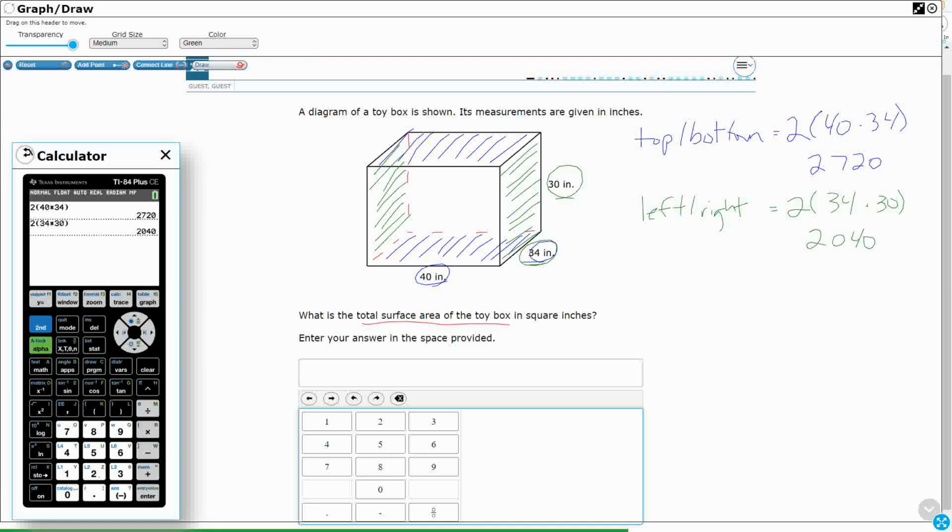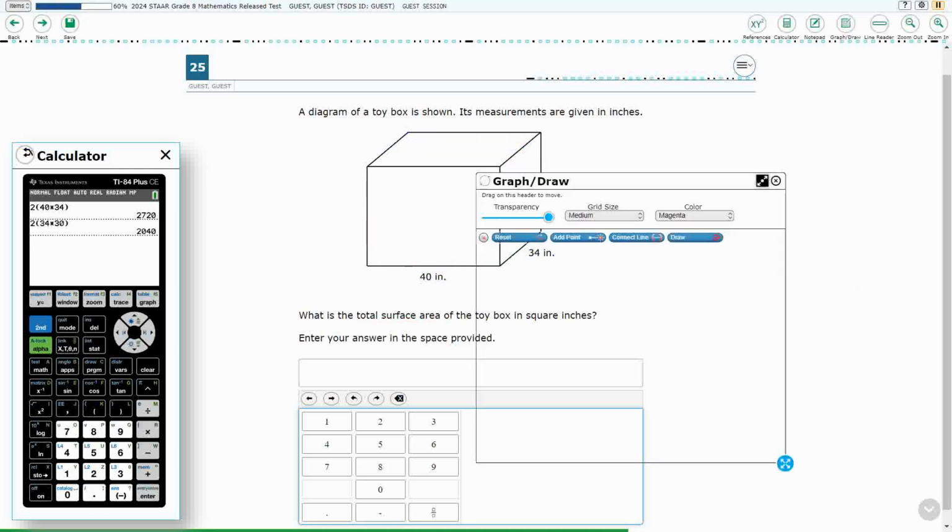Now I need the front and the back. We'll do those in magenta. Now it's going to be a little bit harder to see, so I'll do them crossways here. So there's the back, and then there's the front. That is going to be this 40 and the 30. You notice what I've done is I've multiplied each by each other one time. Front and back equals double the 40 and the 30. So we're going to double the 40 times 30, and you get 2400.